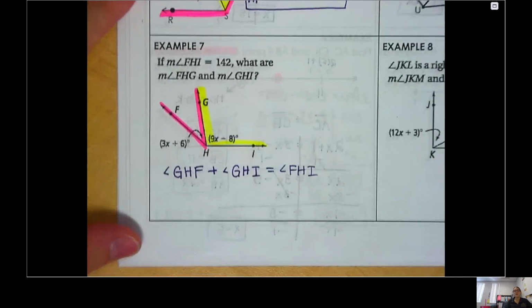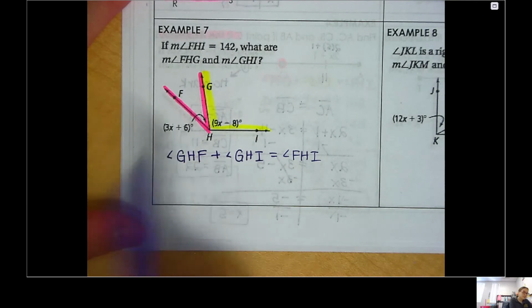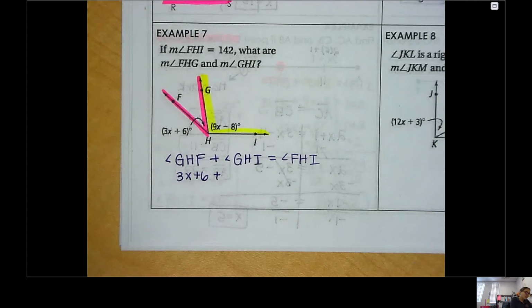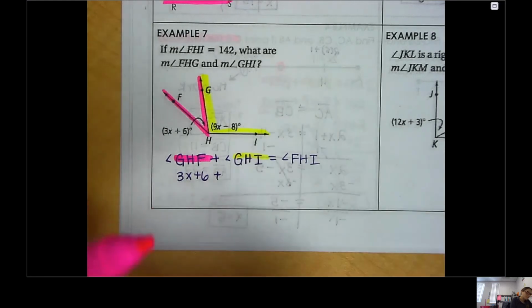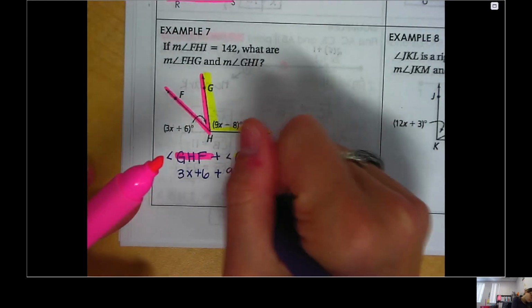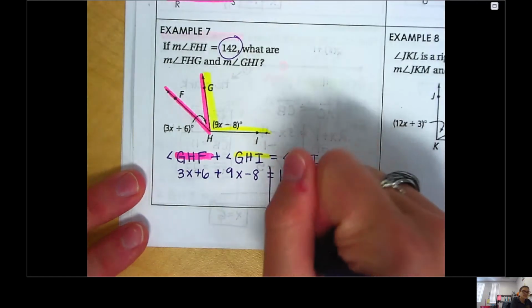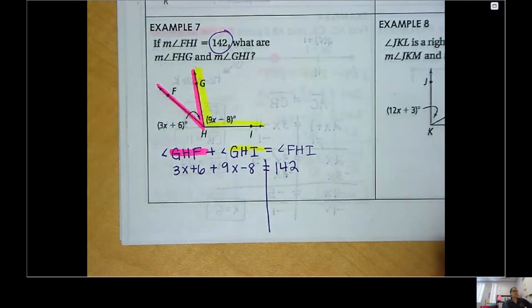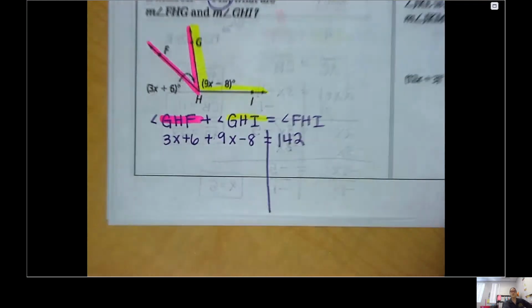This is just an algebra problem like we just did. So what is the measure of angle GHF? 3x plus 6. Plus, what is my second angle over here, my angle in the yellow? 9x minus 8. Equals 142. This is the answer I gave you, 142. And guess what this is, my dears? It's algebra. Okay.